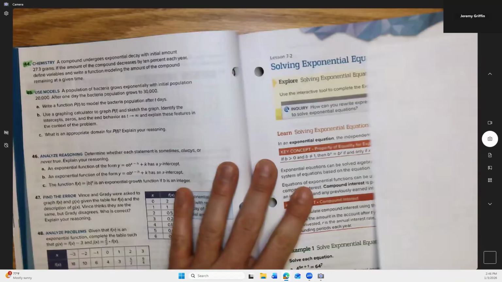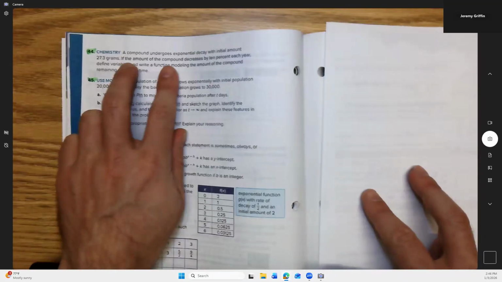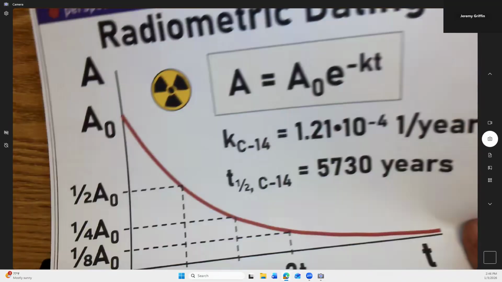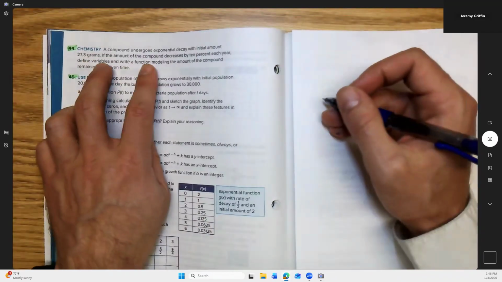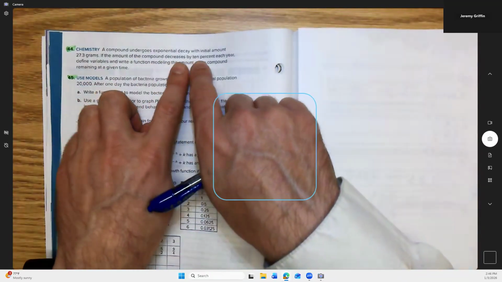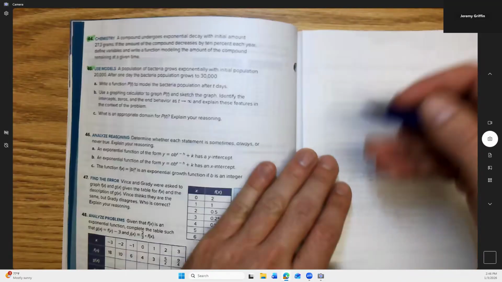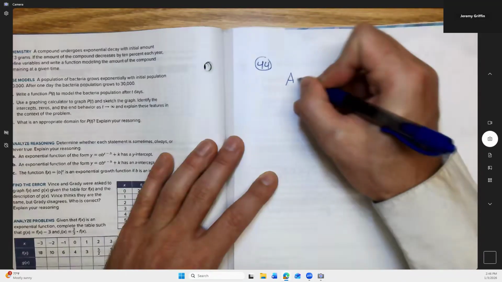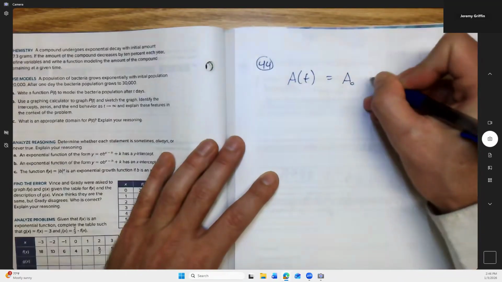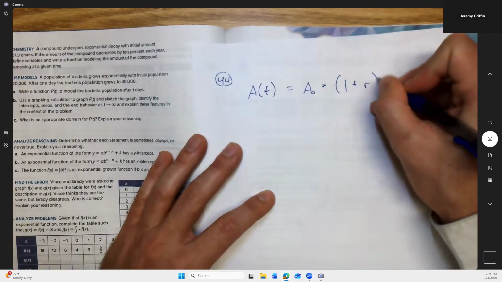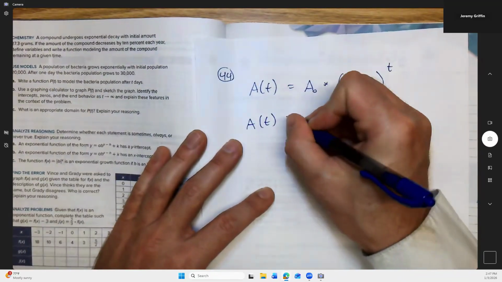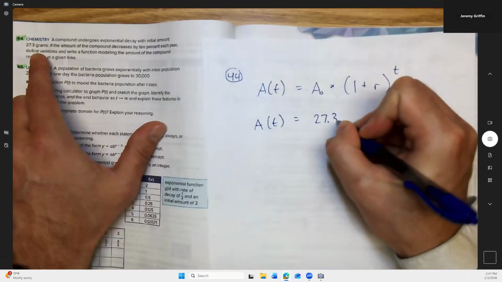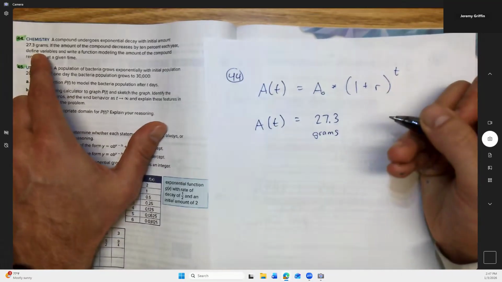Let's do a couple here. A compound undergoes exponential decay. Already I'm thinking sort of like this, with initial amount 27.3 grams, and the amount decreases by 10% each year. Let's model that. So I'll say the amount after some time is equal to the initial amount times 1 plus the rate to however much time. In this case, the initial amount was 27.3 grams of whatever, times.